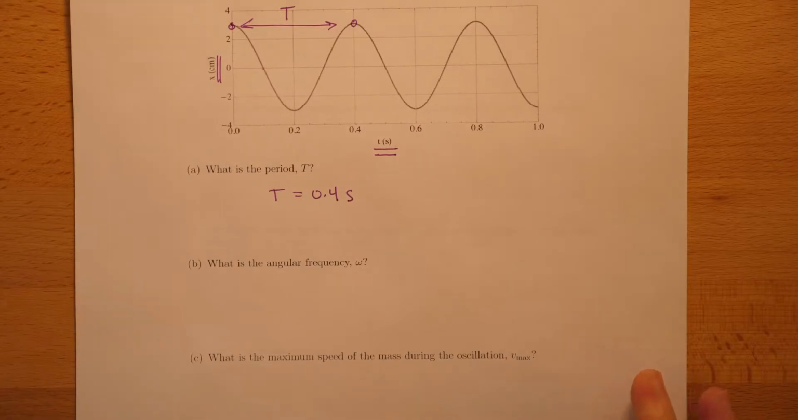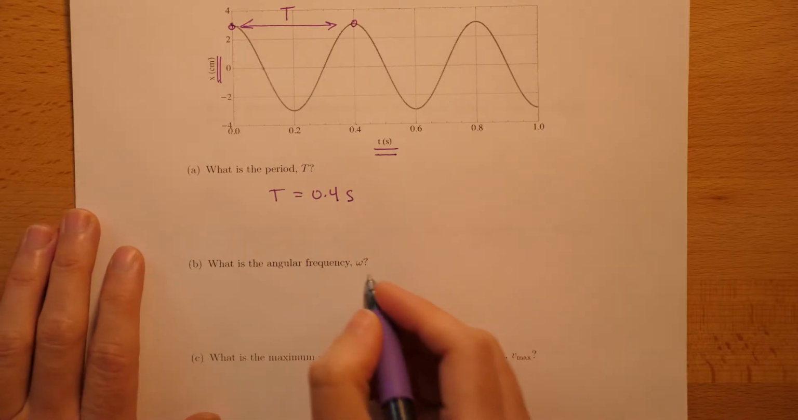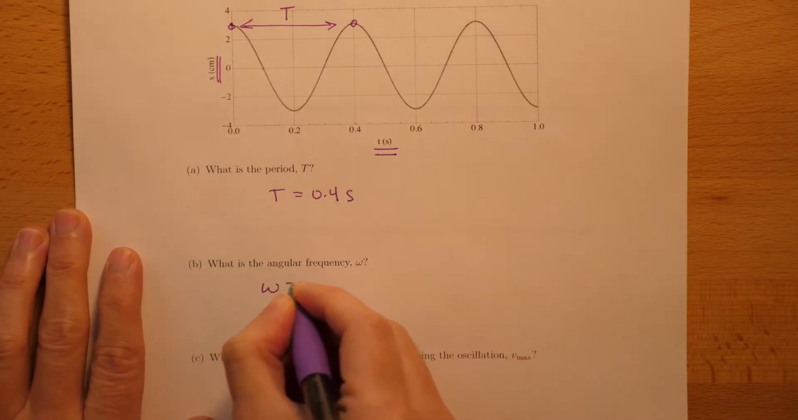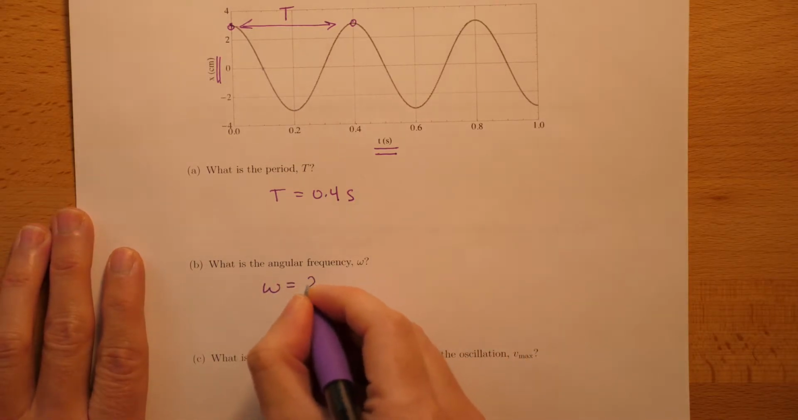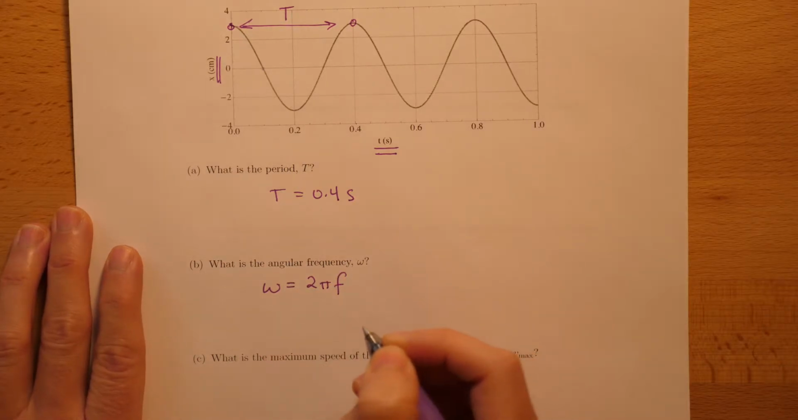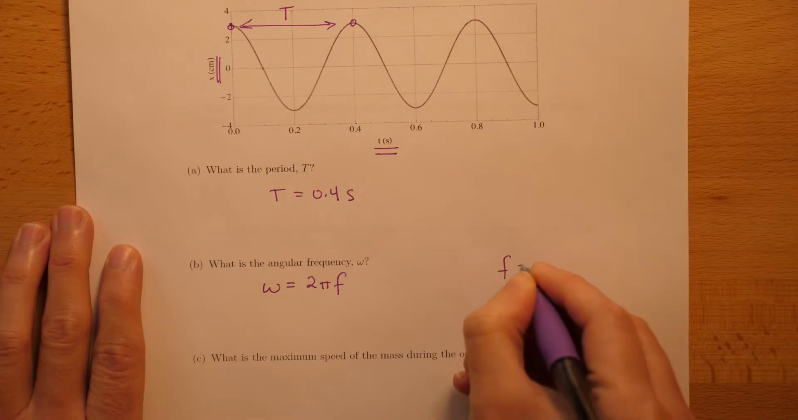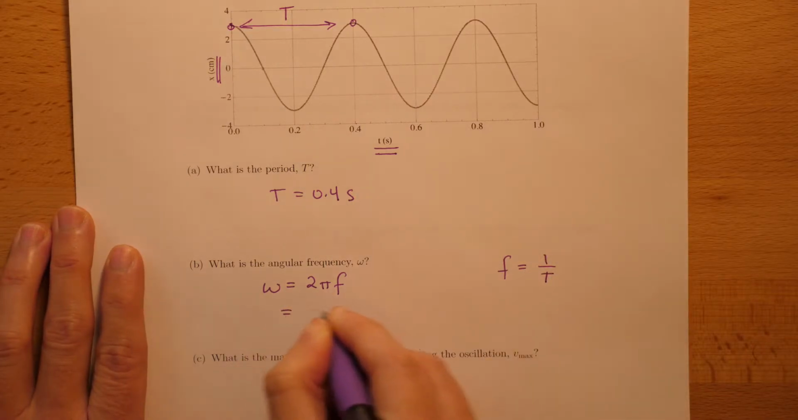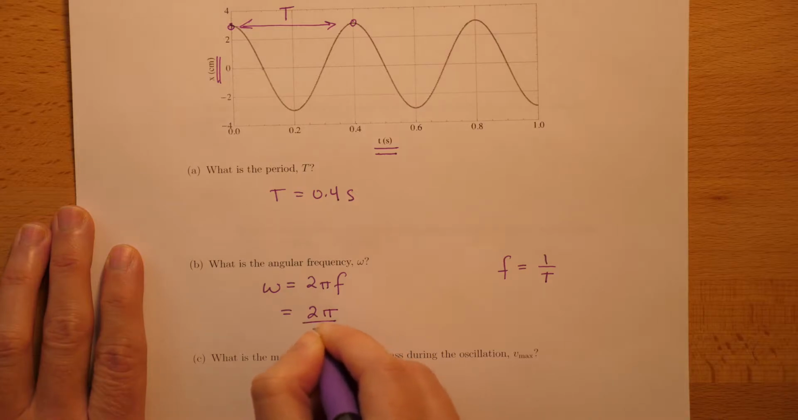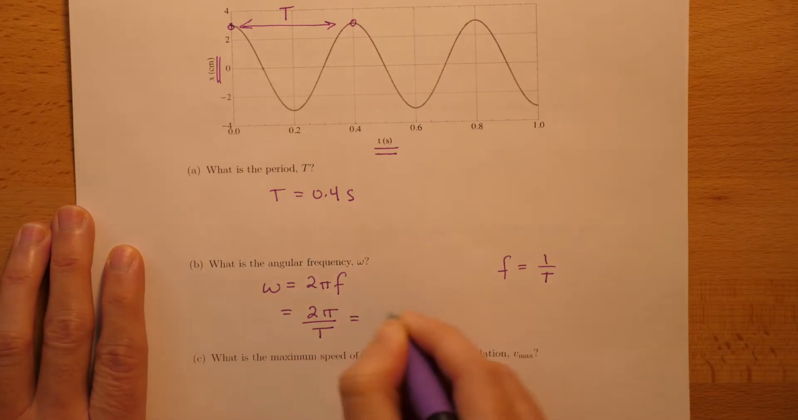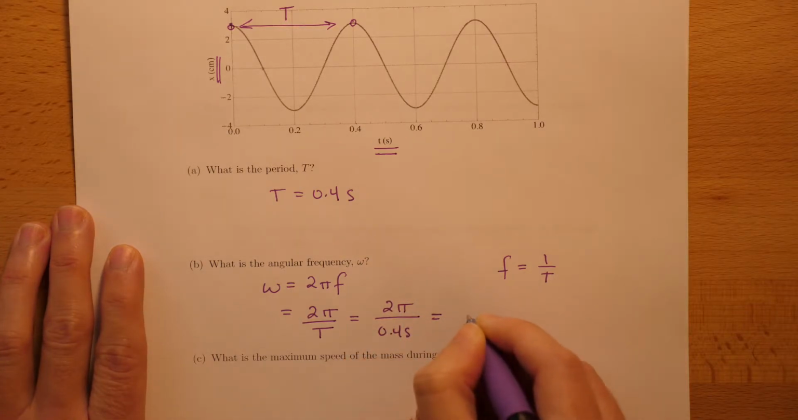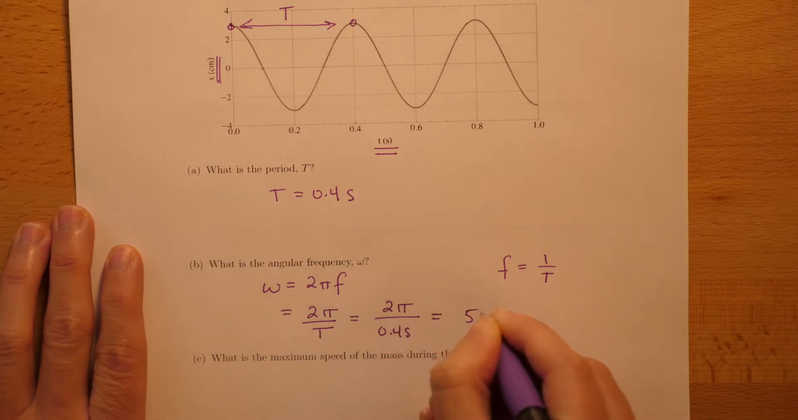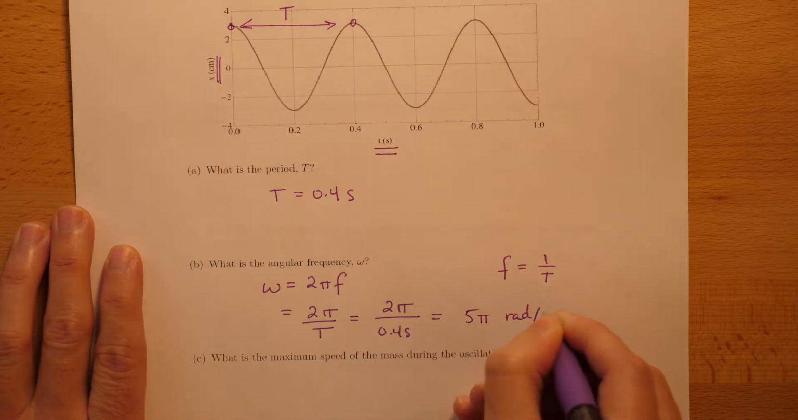All right, so what's the angular frequency, omega? Omega is related to the period. Omega is 2 pi times the frequency in hertz, and the frequency is 1 over the period. So this should be 2 pi over T. If we do 2 pi divided by 0.4 seconds, 20 divided by 4 is 5 pi radians per second.